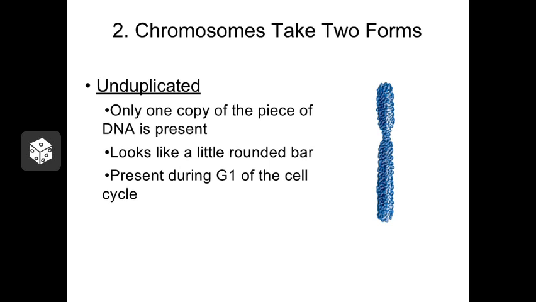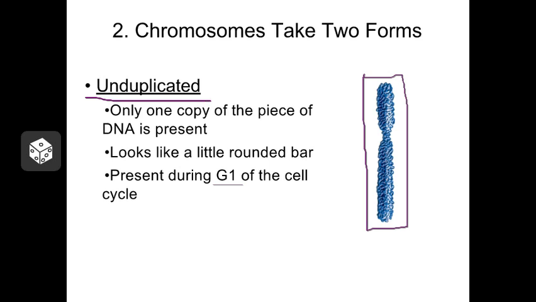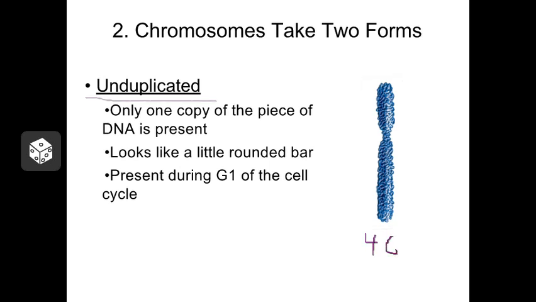But if we could see inside that cell during the rest of the cell cycle, the chromosomes would take on two forms. They might look a little different at different times of the cell cycle. For instance, if we could see inside the cell during G1, the chromosomes might look like this. We call this shape unduplicated. And what this unduplicated chromosome represents is just one piece of DNA that's been supercoiled up on itself. If we could see inside the cell, we would find 46 of these in a typical cell, such as a skin cell.